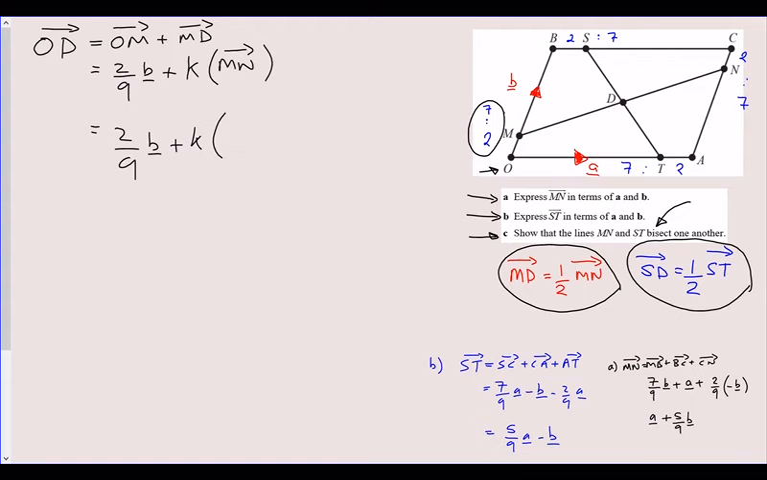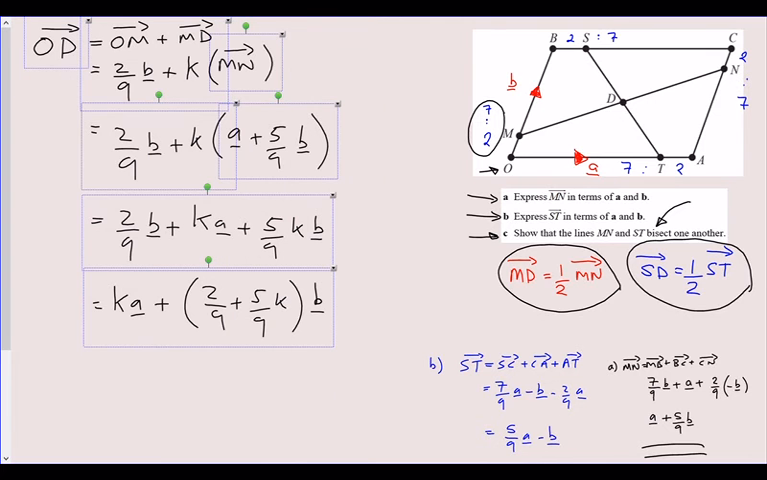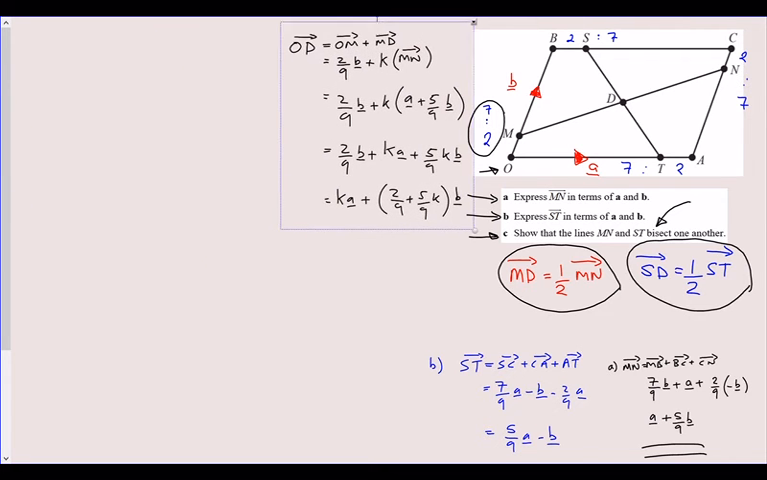So bringing it in from here, I'll expand that out and I'm going to collect like terms. So I'll do that in two steps. So I've got 2/9 plus 5/9 KB. Okay, so that's the vector O to D. So I'm kind of running out of space here. So group together and just put to one side for the moment.